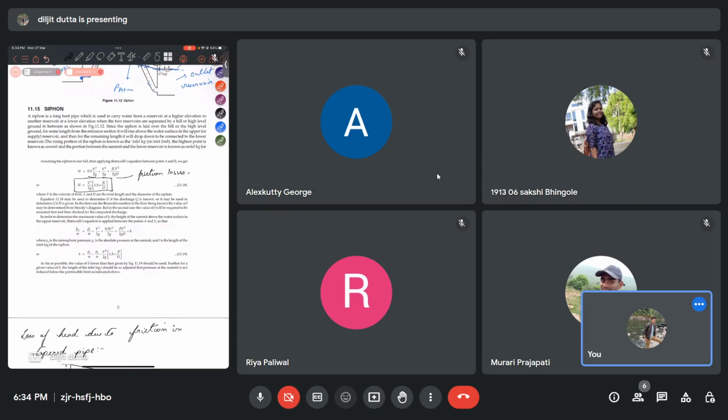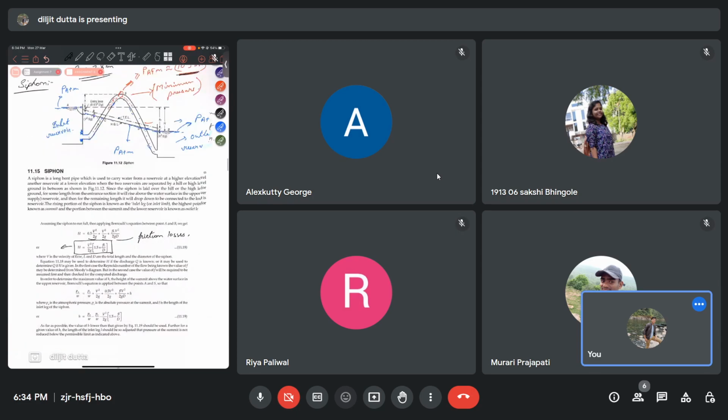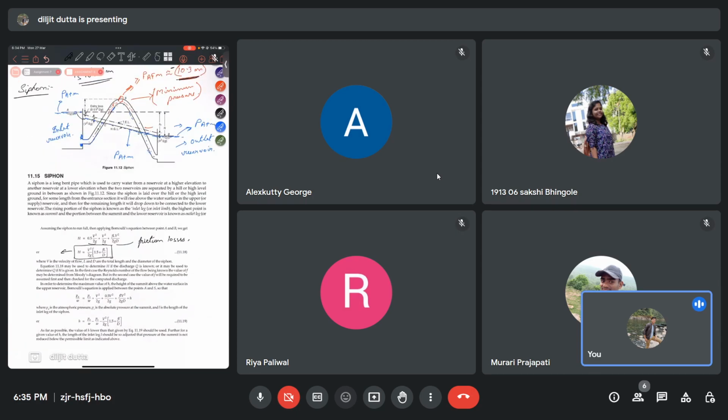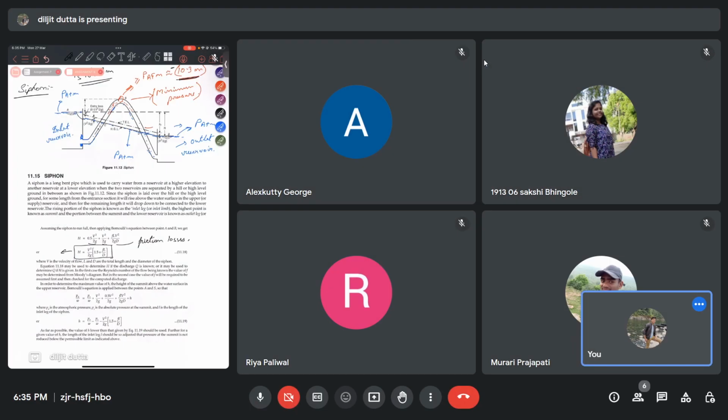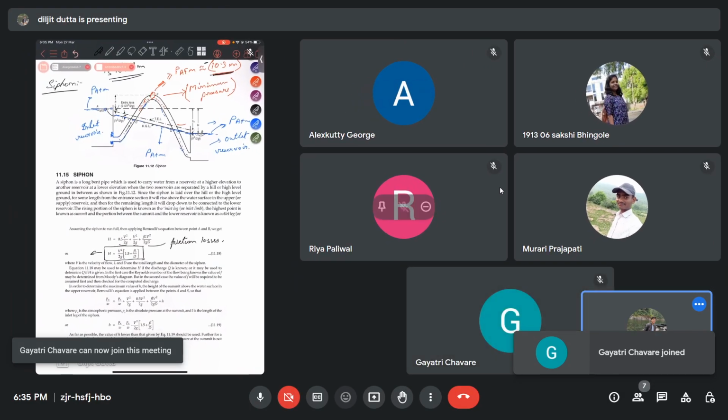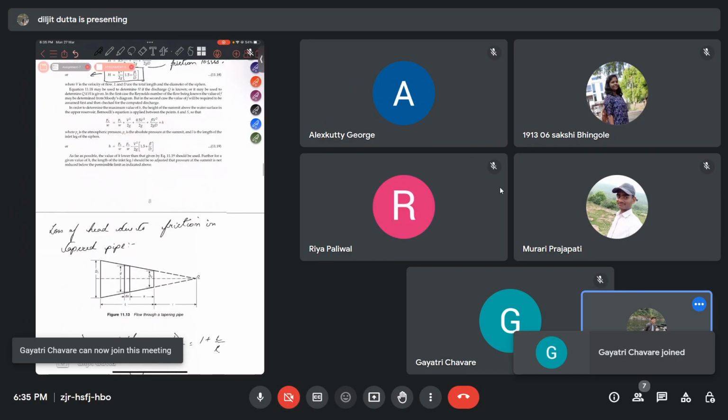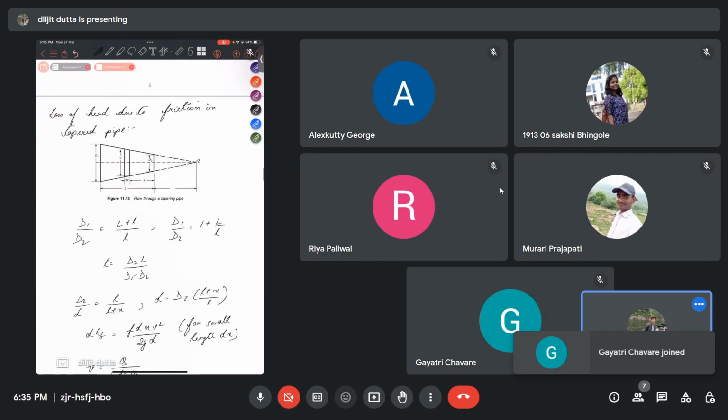So this is how we can use a siphon for transmitting water between two reservoirs when they are separated by some distance, and also there is a hill or a hillock obstacle in between. So this is all about siphon. Okay.